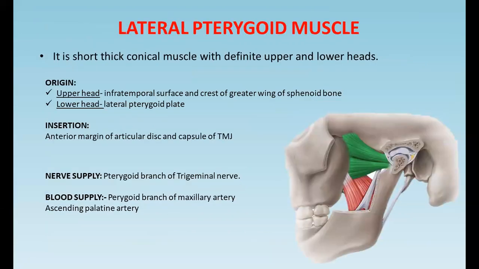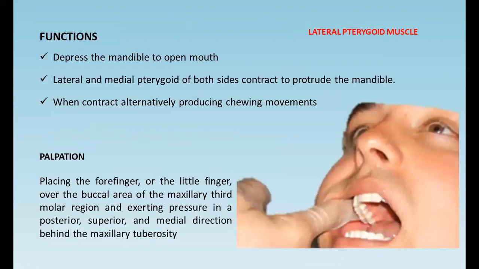Now coming to the lateral pterygoid muscle, it is a short, thick conical muscle with a definite upper and lower head. The upper head originates from the infratemporal surface and crest of greater wing of sphenoid bone, and the lower head originates from the lateral surface of the lateral pterygoid plate. It is inserted into the anterior margin of articular disc and capsule of TMJ, and the nerve supply is through the pterygoid branch of trigeminal nerve. Blood supply is through the pterygoid branch of maxillary artery and ascending palatine artery.